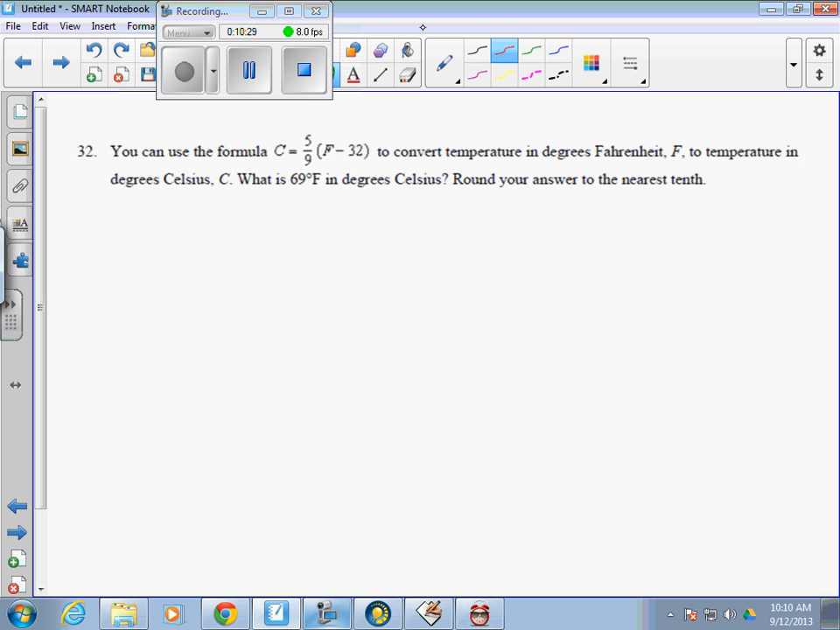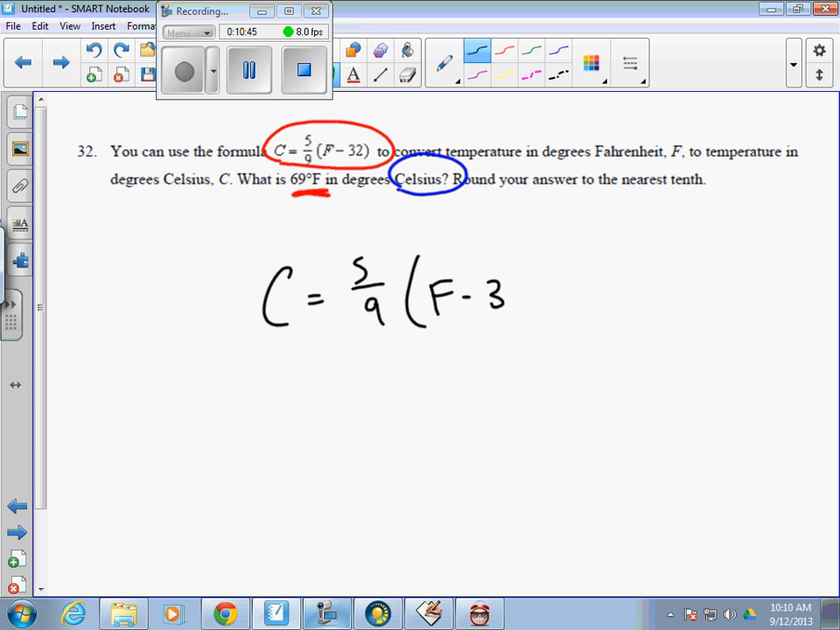Okay, here's the last question. Again, you don't have to copy this whole thing down. Copy the formula, copy the fact, copy the 69 degrees Fahrenheit, and then it says, what is it in degrees Celsius? So you really need to copy. So C equals 5 over 9 times F minus 32. Okay. In place of F, we know we can plug in 69 degrees.